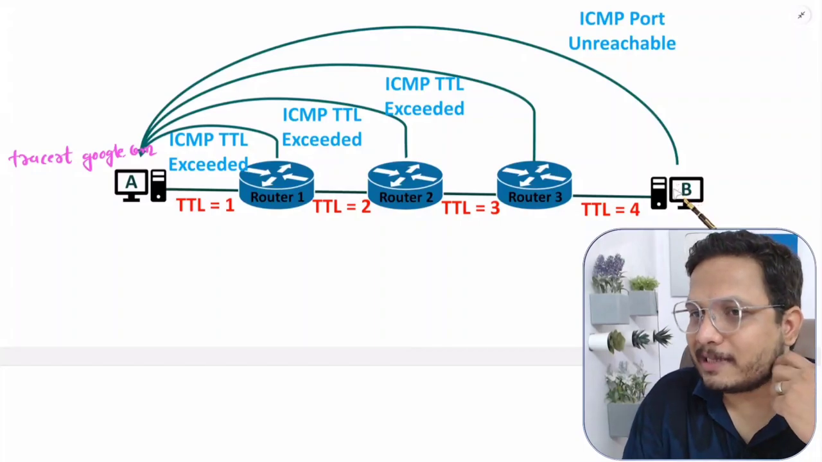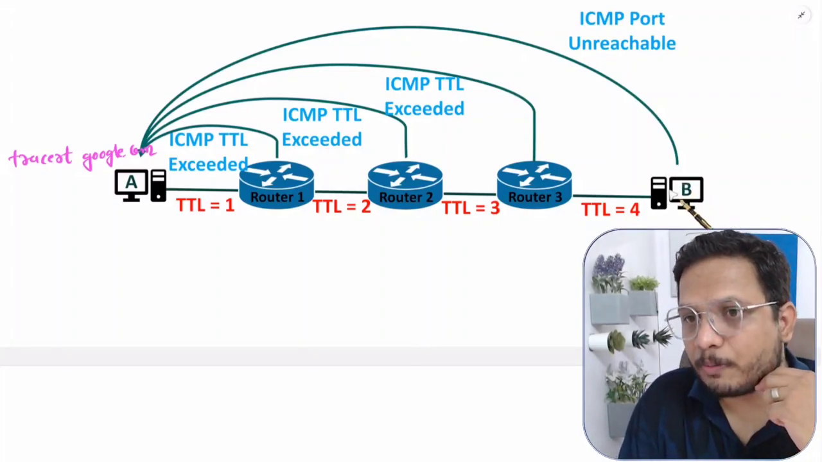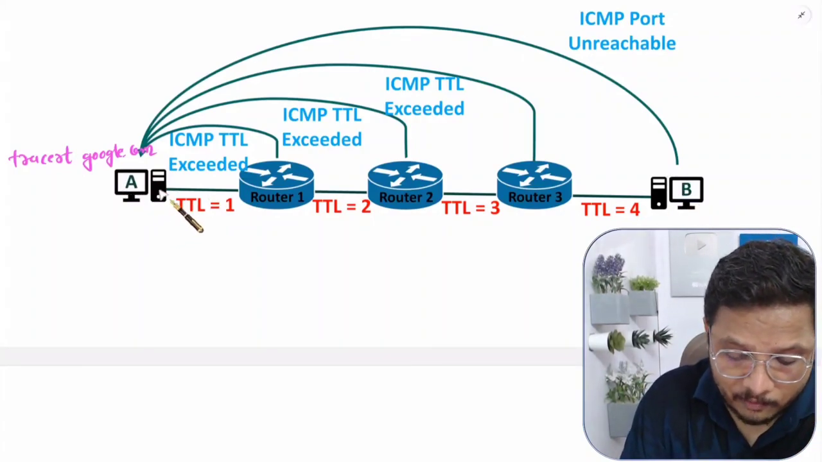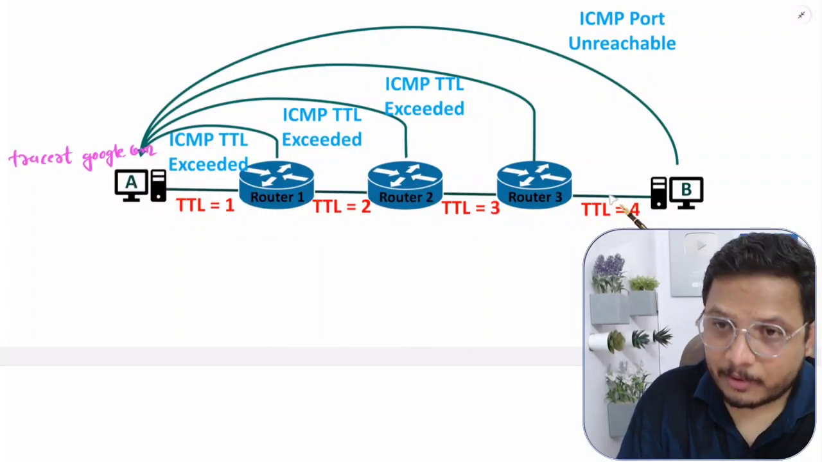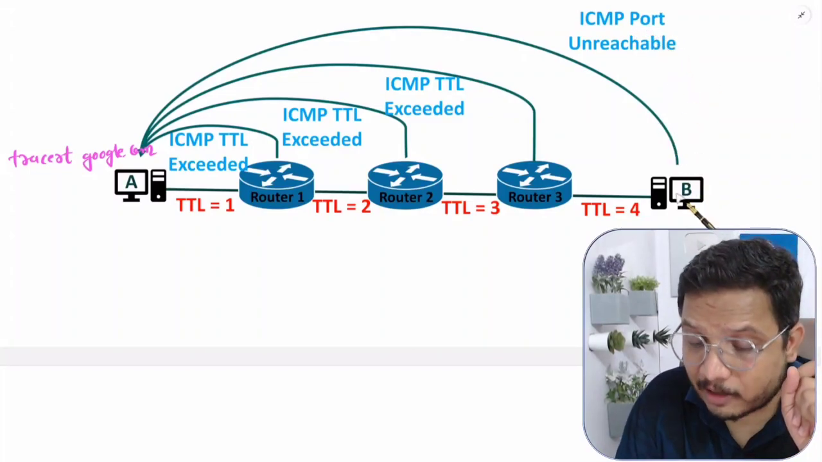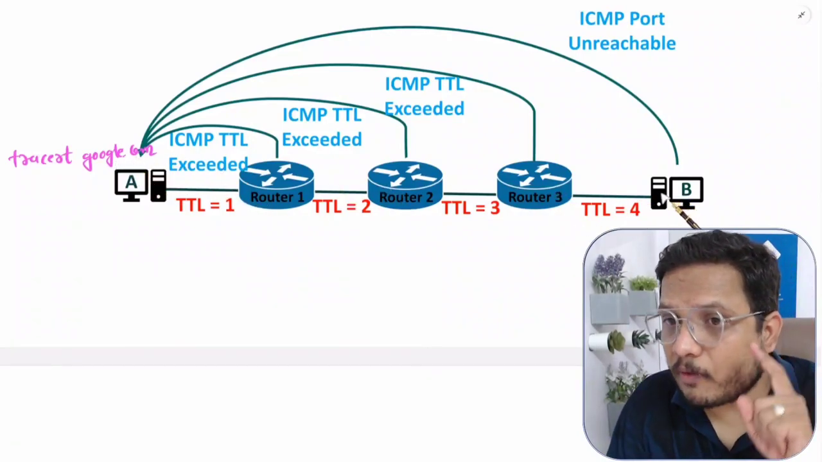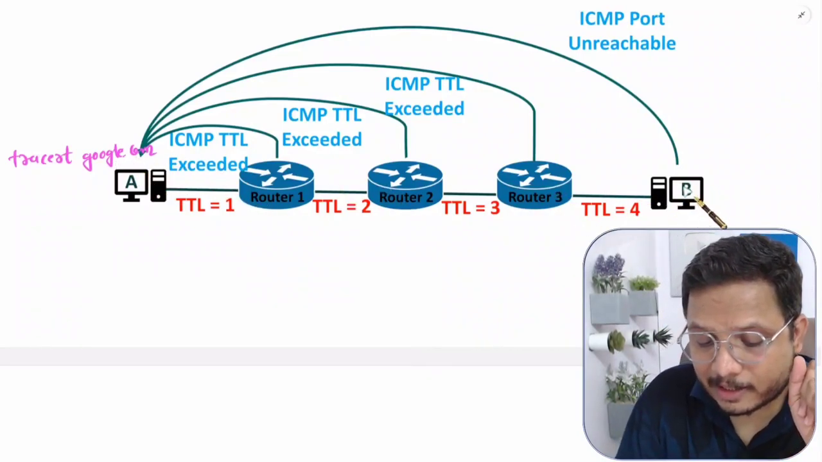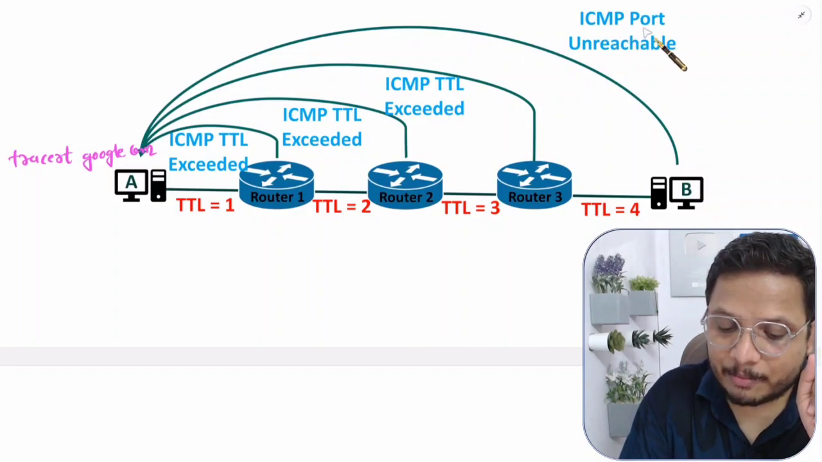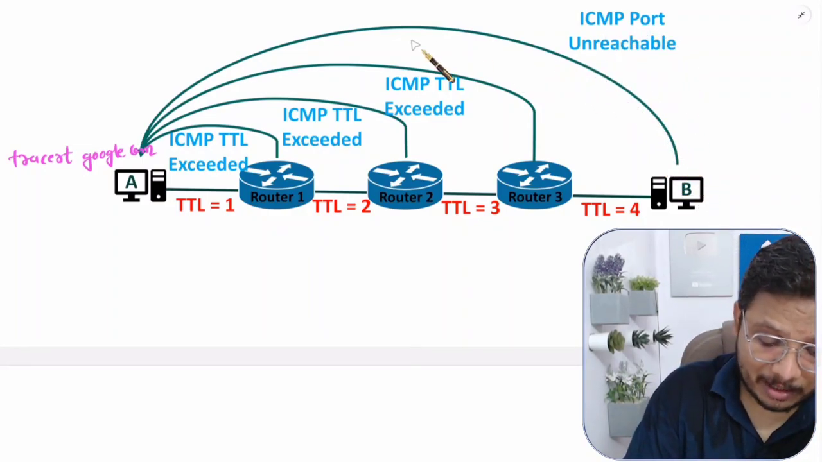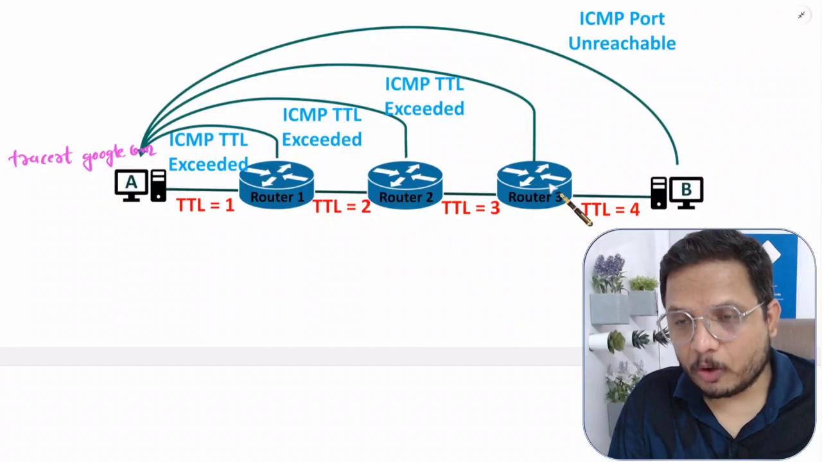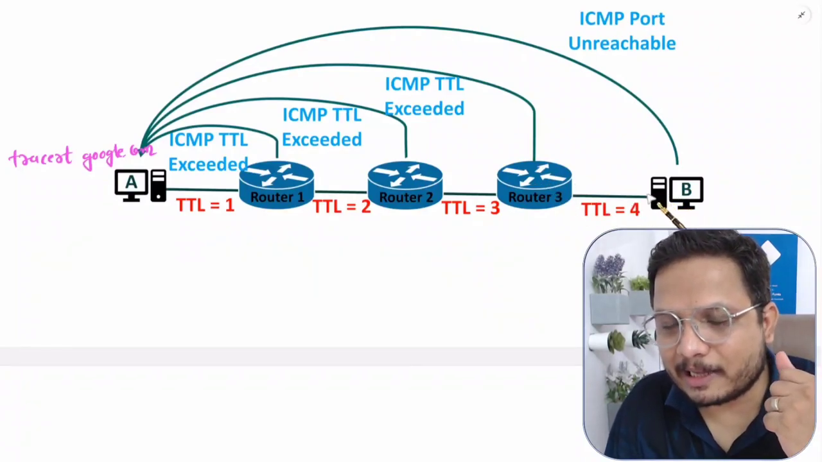So Google will not send an ICMP reply over here. So, as a last hope, what this computer will do is send a frame with destination Google, but with a false port number. When it reaches Google with the false port number, Google will reply with ICMP port unreachable to this computer. So this computer will get to know that Google is there after this number of hops. See, this is how things are happening practically, right?